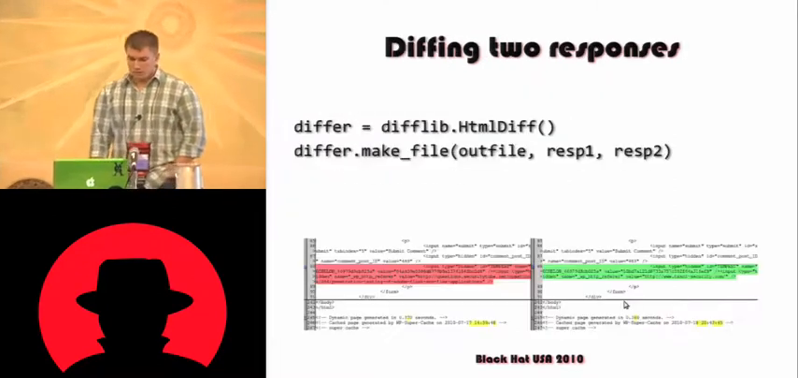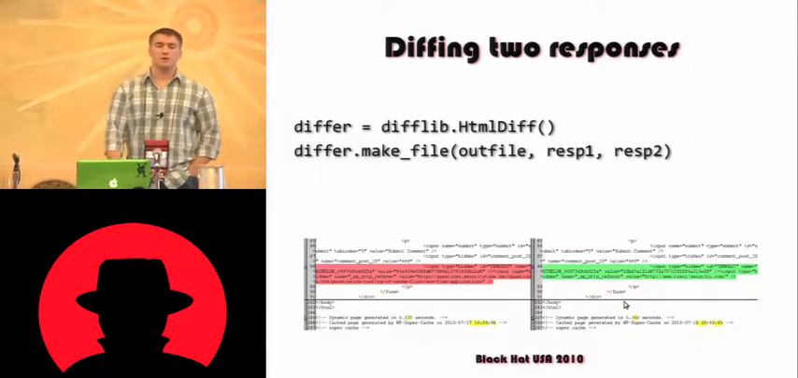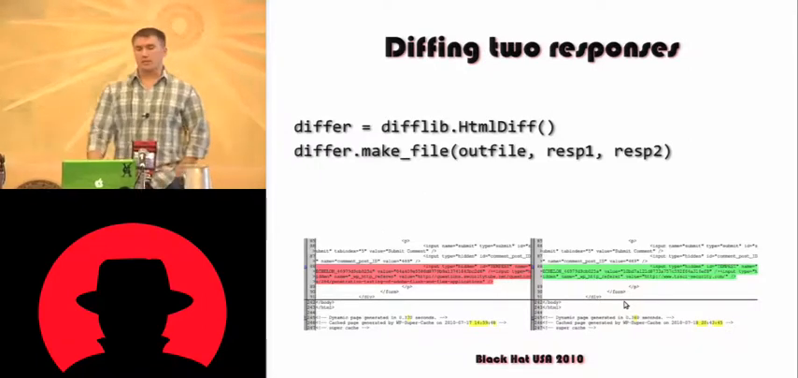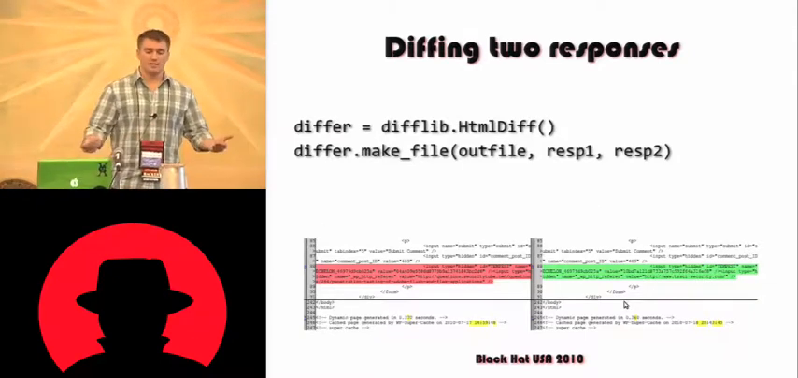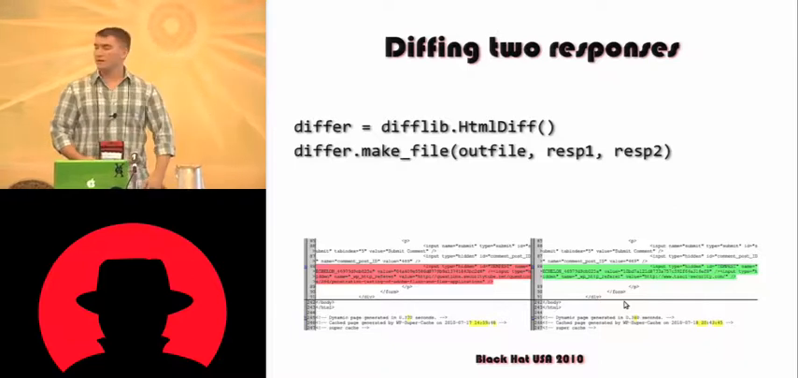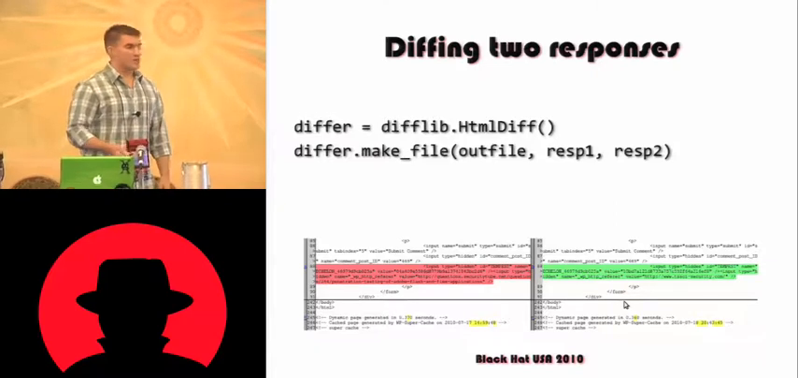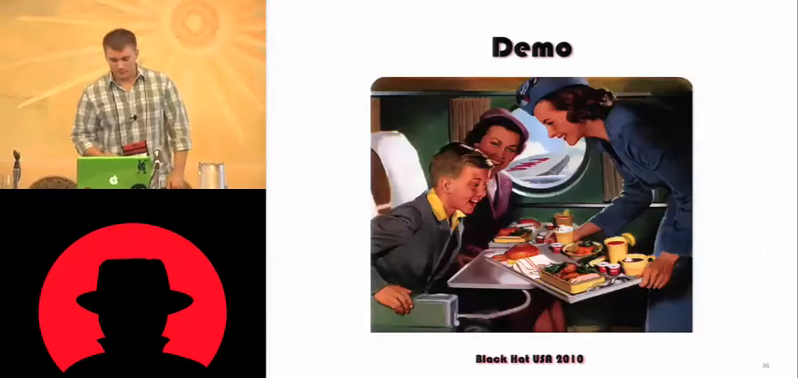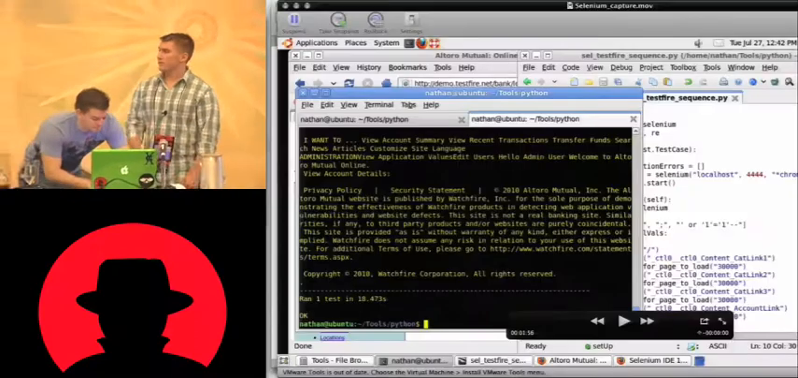Another nice thing is that inside the Python standard library, there's a module called difflib. We can output a diff comparison of 2 responses and easily identify the differences in the HTML, so we can visually see what has changed in a response. So I've got a demo for this, just showing it off.